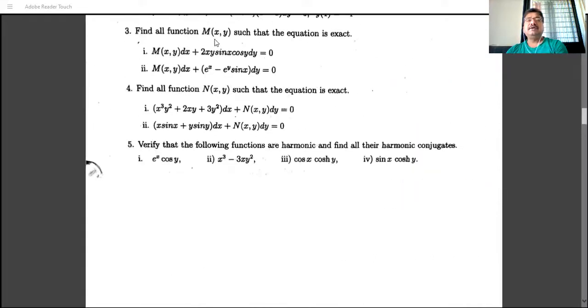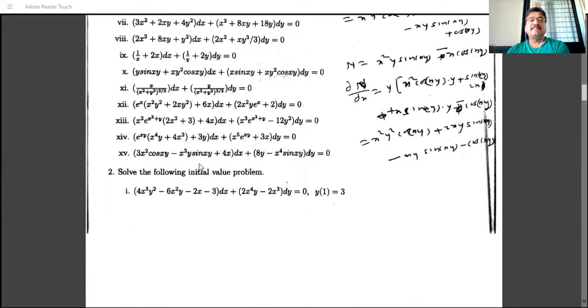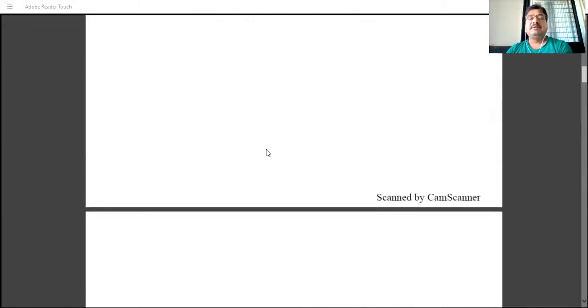So also find all m such that the given equation is an exact differential equation. So find n such that the given equations are exact differential equations. So solve all these 4 problems and these 6 problems. So in total there are 10 problems. Out of that, the solutions of some of these problems are given. So solve the remaining problems of this type.